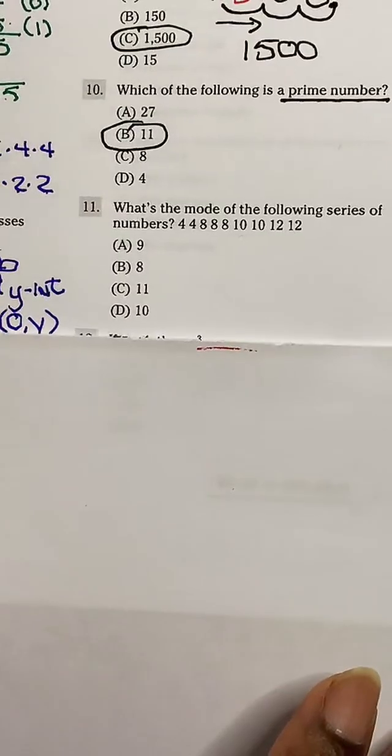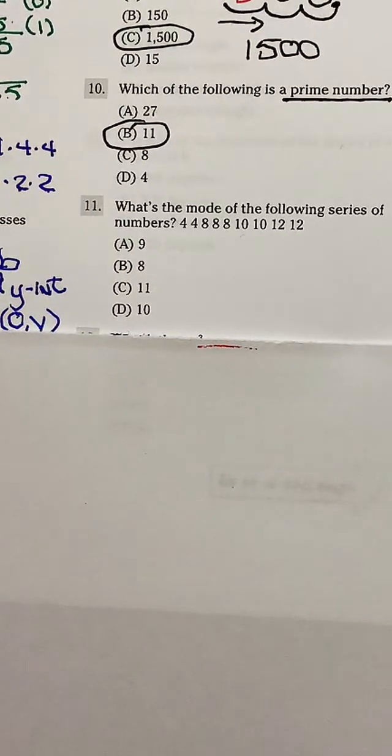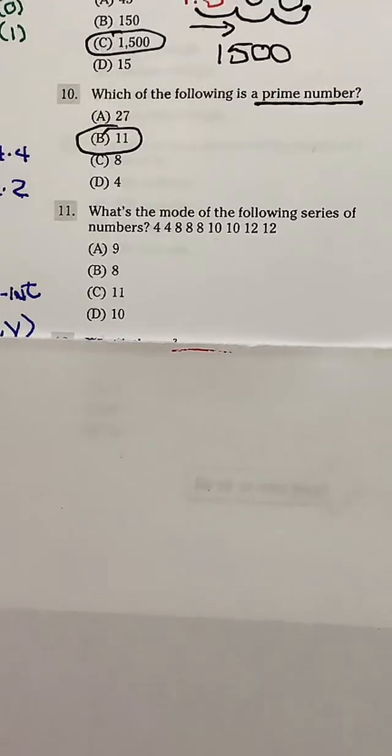Excellent, guys. Now, what is the mode of the following series of numbers? We got 4, 4, 8, 8, 8, 10, 10, 12, 12. Is it A, 9, B, 8, C, 11, or D, 10? What is the mode?